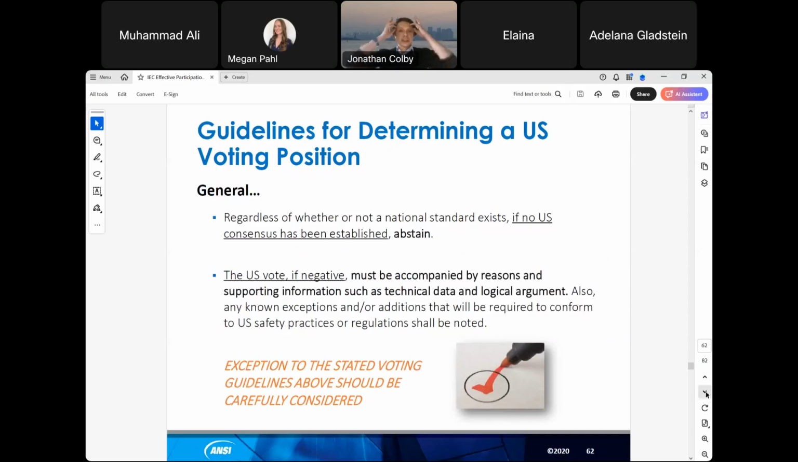So there are guidelines for determining a U.S. voting position. Whether or not a national standard exists, if no U.S. consensus has been established, the recommendations are to abstain.